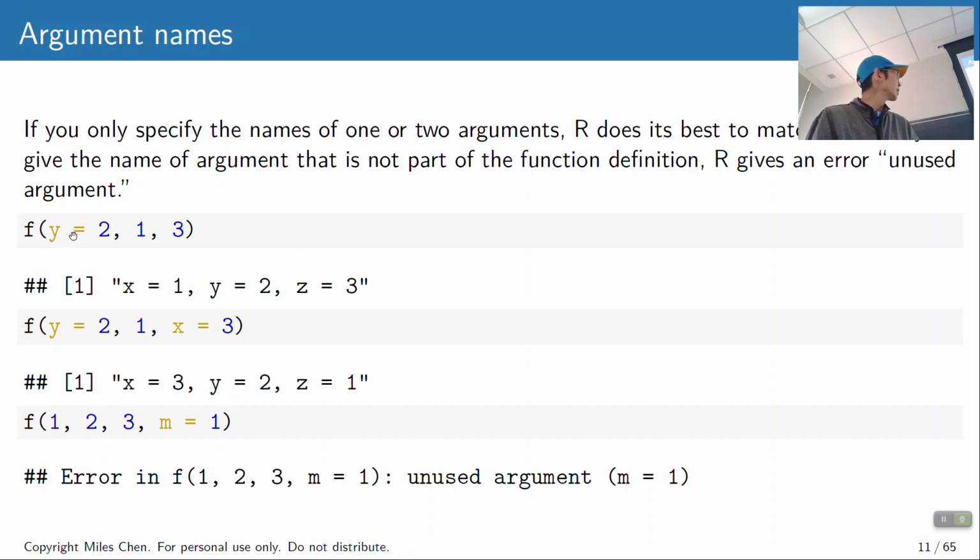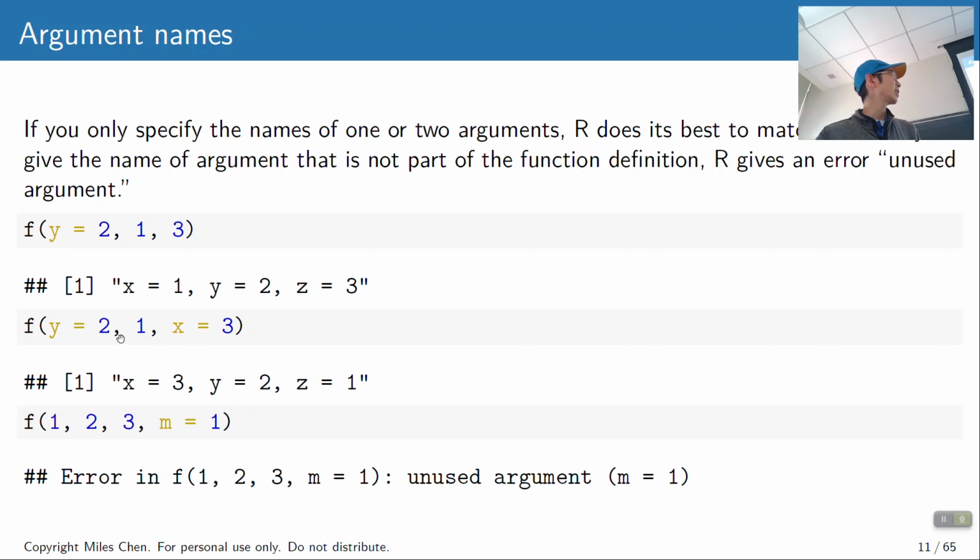So here, R will do its best to try to match things up. Here I said run the function y equals 2, and then I also provide the arguments 1 and 3. In that case, R says y equals 2, and then it figures out, okay, this is going to go into position x, and then this will go into the other leftover argument 3. And here I've got y equals 2. I left a blank 1 here, and x equals 3, and R matches this up, right?